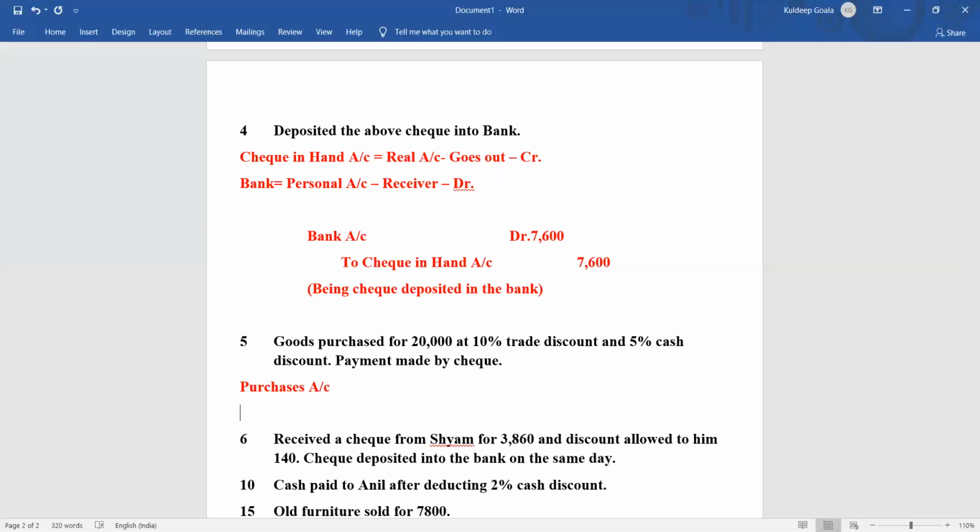Purchases account, rupees 20,000 at 10% trade discount. Next is a trade discount, but we know trade discount is not recorded, so we will ignore it. Next is the cash discount. If I am purchasing goods, what will happen? I will receive the discount, right? So it will be discount received account.